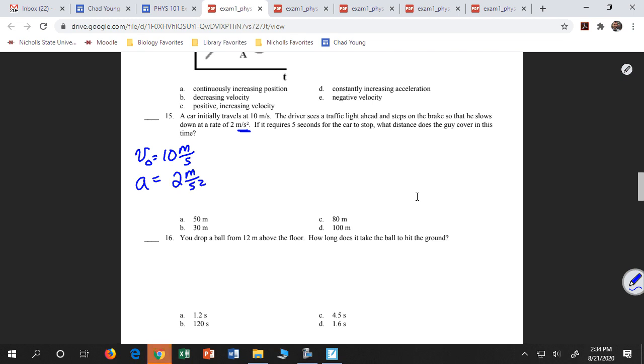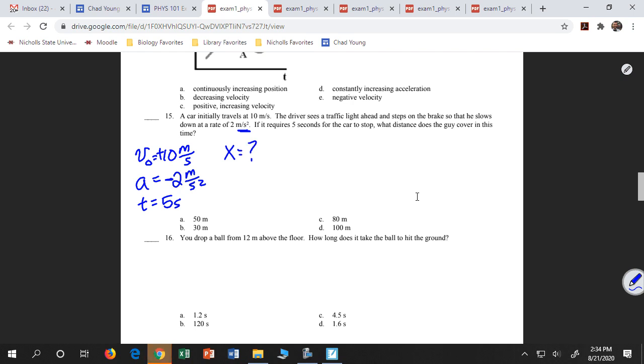But if I'm assuming that this is positive, which I think it's safe to assume, and he's slowing down, that means my acceleration has to be opposite. So it's going to be negative 2 meters per second squared. It requires 5 seconds. That's t. What distance does he cover? So that's x. I want to know x.